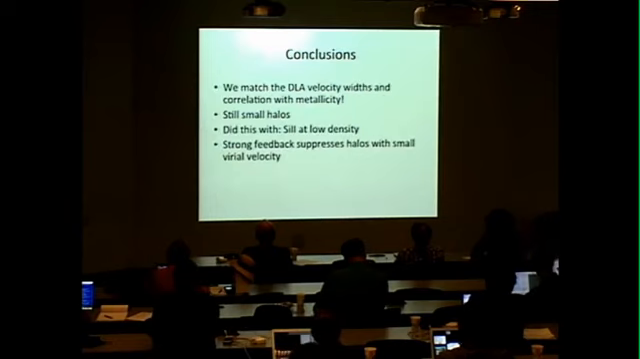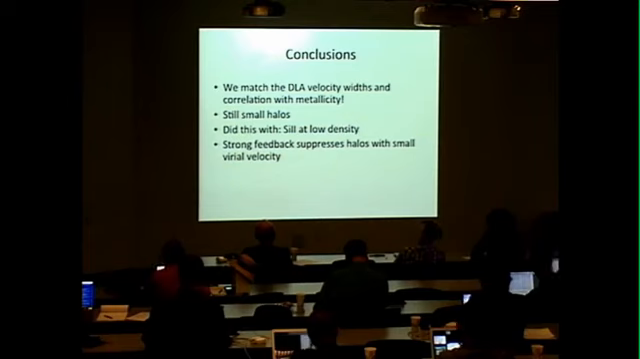So just to conclude, we can match the DLA velocity widths now. This is very good. We couldn't do that before. We can also match the correlation with metallicity, which is a nice check. None of these simulations were tuned explicitly to match this. It was tuned to the star formation history, so that's nice.